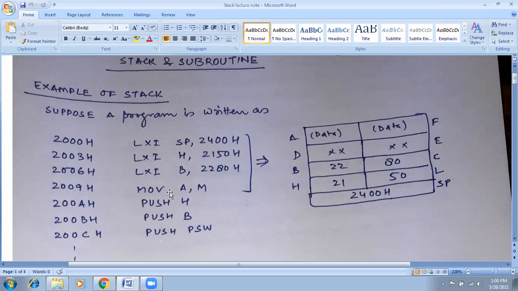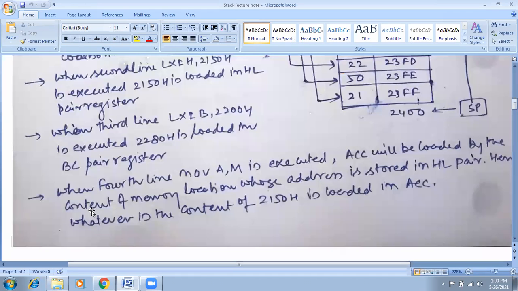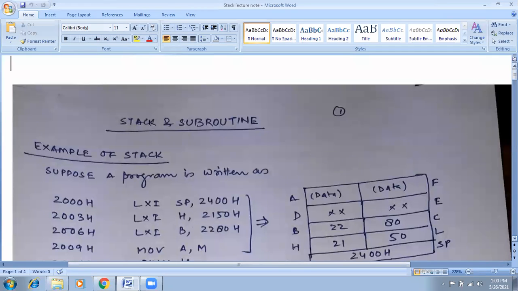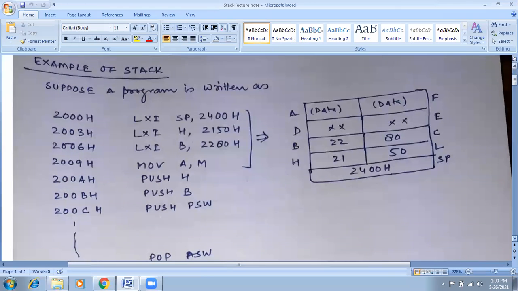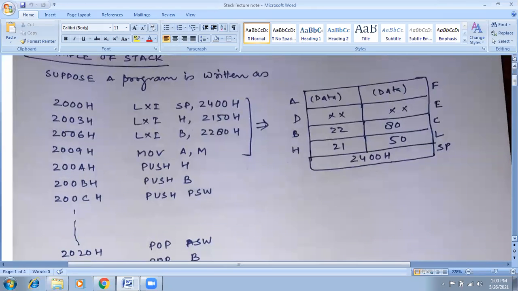Now this instruction is a single byte instruction. That is why after 2009, I have written 2008. At 2008, the instruction written is PUSH H. Now what is the purpose of this instruction? The purpose of this instruction is to store the content of the HL pair, meaning the content of the H register as well as the content of the L register, into the memory. Which memory? The one identified by the stack pointer.